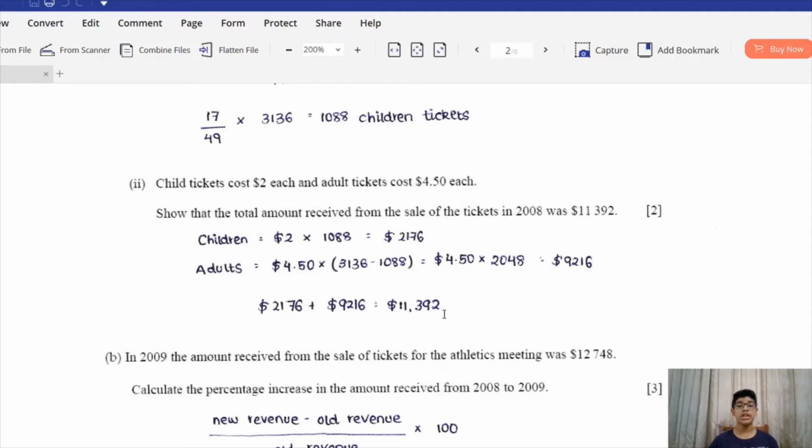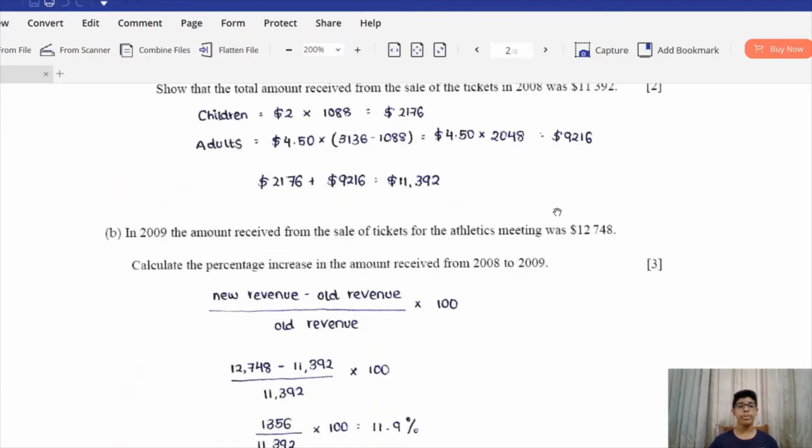Mind you that if the answer is not 11,392 and some other answer, then you have got the question wrong, because within the question it specifically states that you should show that the total is this. If your total is not equal to this, please recheck your calculations.